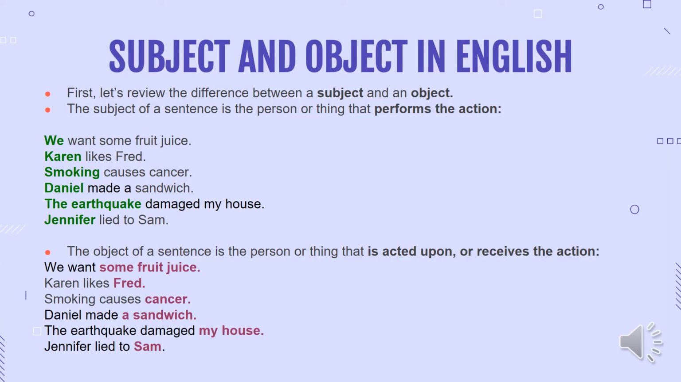This is the topic that we are going to learn today: subject and object in English. First, let's review the difference between a subject and an object. The subject of a sentence is the person or thing that performs the action. Let's see some examples about it.